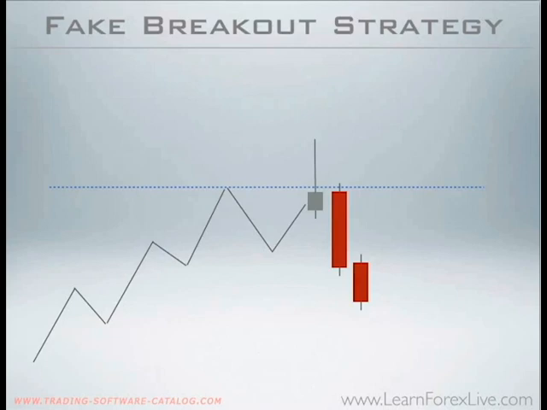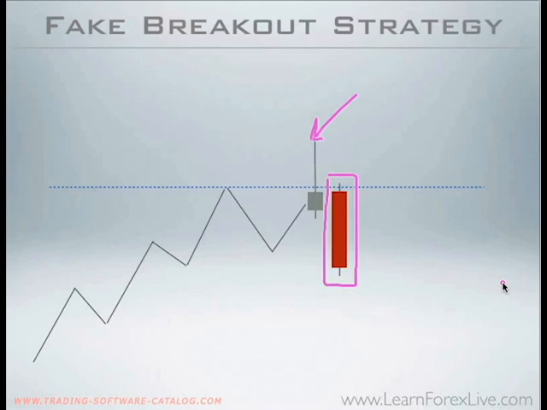What else? Oh yeah, let me go back one slide. It's important to remember that you want your entry to be triggered by the candle following immediately after the fake breakout candle. Again, this is a momentum strategy. We are trading mass panic.